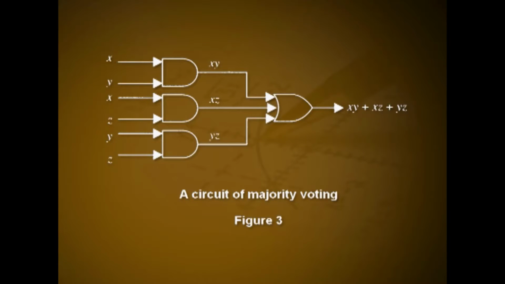Then a circuit must be designed that produces the output 1 from the inputs x, y and z when 2 or more of x, y and z are 1. One representation of the Boolean function that has these output values is x·y + x·z + y·z. The circuit that implements this function is shown in figure 3. This is figure 3, which shows a circuit of majority voting.